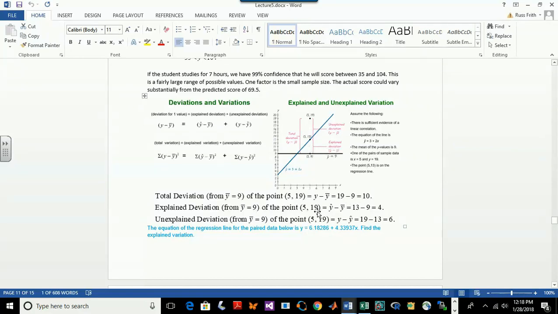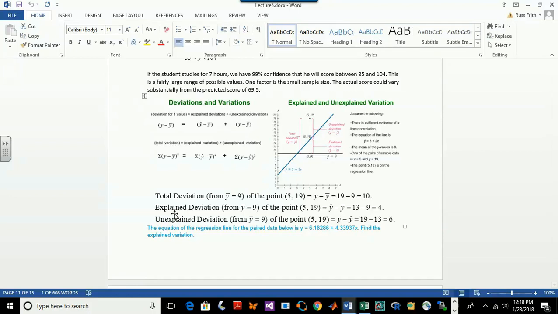The explained deviation is y hat, the predicted value on the regression line, 13, minus y bar, which is 9, so 13 minus 9 is 4. And then the unexplained deviation is the y value, which was 19, minus y hat, which is 13, so it's 6. So you can use these to find these quantities. Total deviation is from y bar equals 9, which is your sample average of the y values.